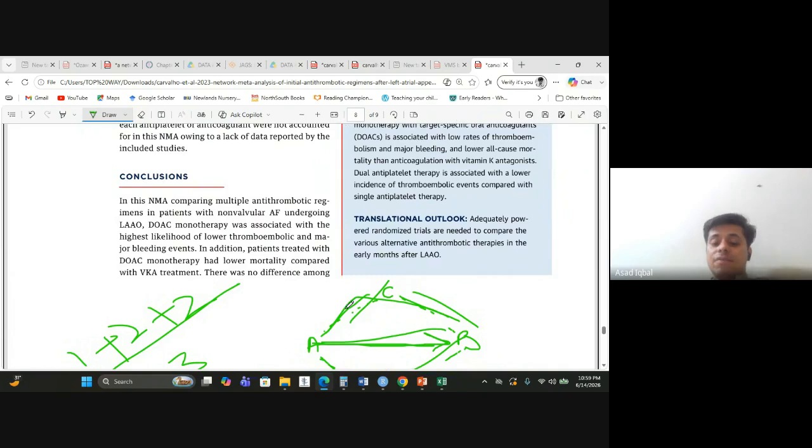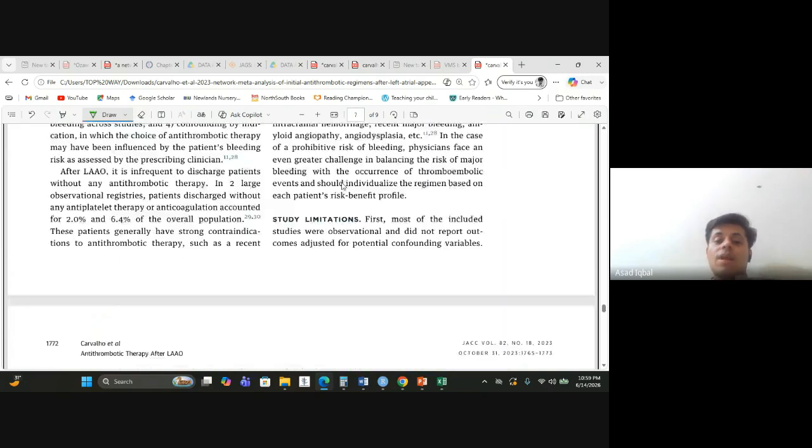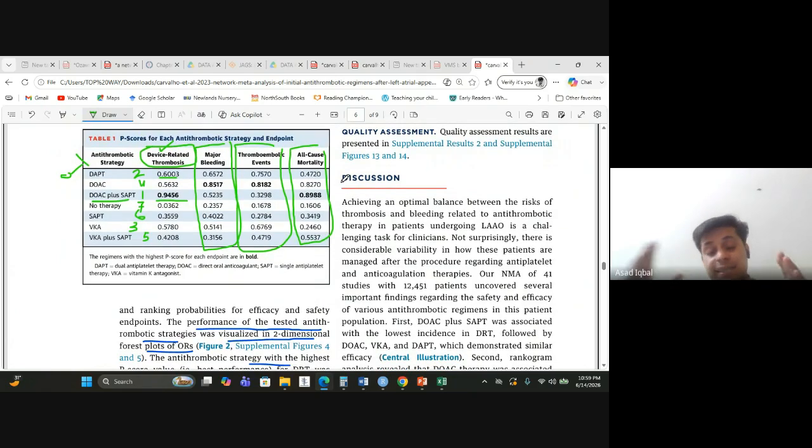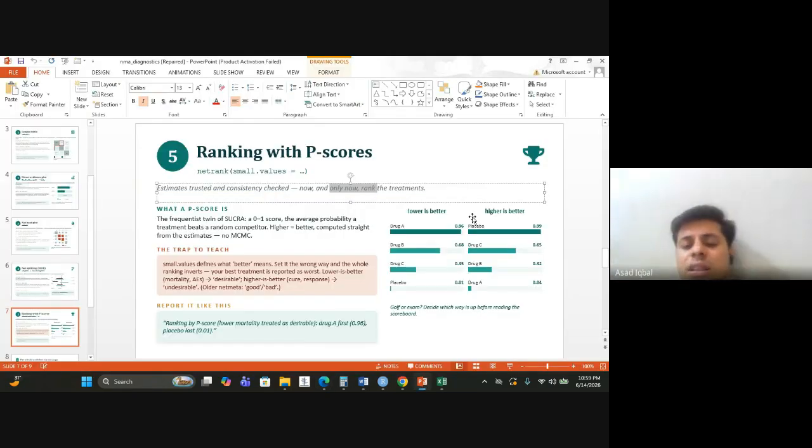Okay. I hope you understand what we mean by p-score and what it represents. But there is one thing which I will show you in the analysis. Sometimes you need to set whether the lower effect estimate is good or the higher effect estimate is good. I know you will not understand this now, but in the analysis you'll look at it. Okay.